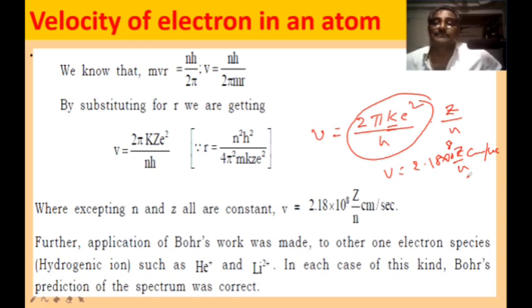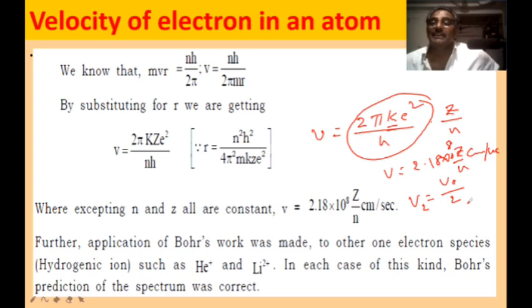What would be the velocity of the electron in the second orbit of the hydrogen atom? In the second orbit, the n value will be 2 and z is the same. So if n is equal to 2 is substituted here, v will be v0 by 2, where v0 is the velocity in the first orbit. That is, the velocity of the electron in the second orbit is half of the velocity in the first orbit. The velocity of the electron in the third orbit is one third of the velocity in the first orbit.